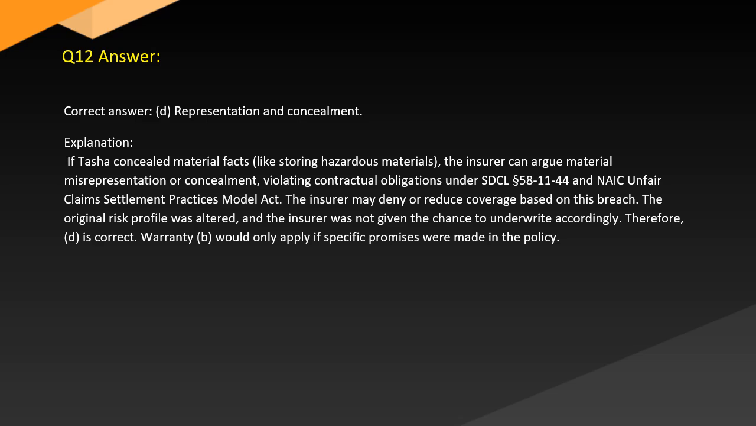The original risk profile was altered. The insurer was not given the chance to underwrite accordingly. Therefore, D is correct. Warranty B would only apply if specific promises were made in the policy.